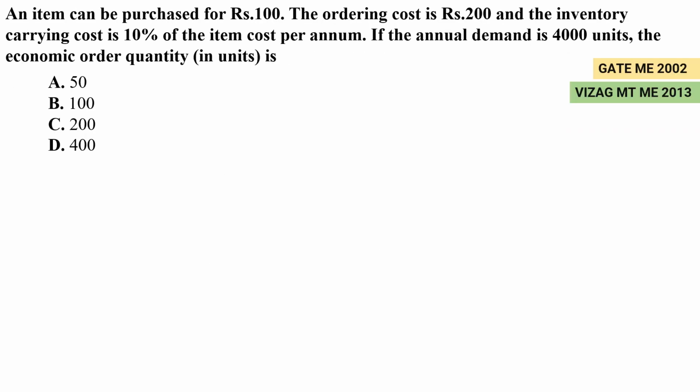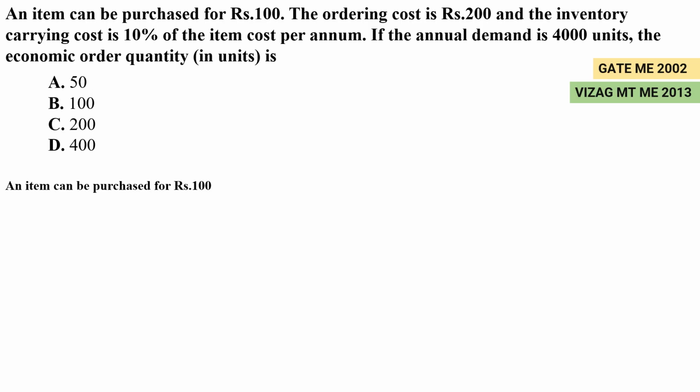Let's see the next question. An item can be purchased for 100 rupees. The ordering cost is 200 and the inventory carrying cost is 10% of the item cost per annum. If the annual demand is 4000 units, the economic order quantity is dash.